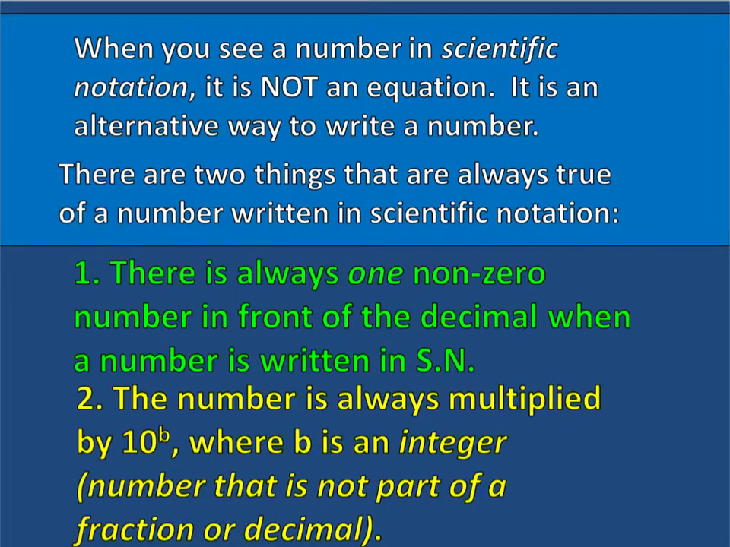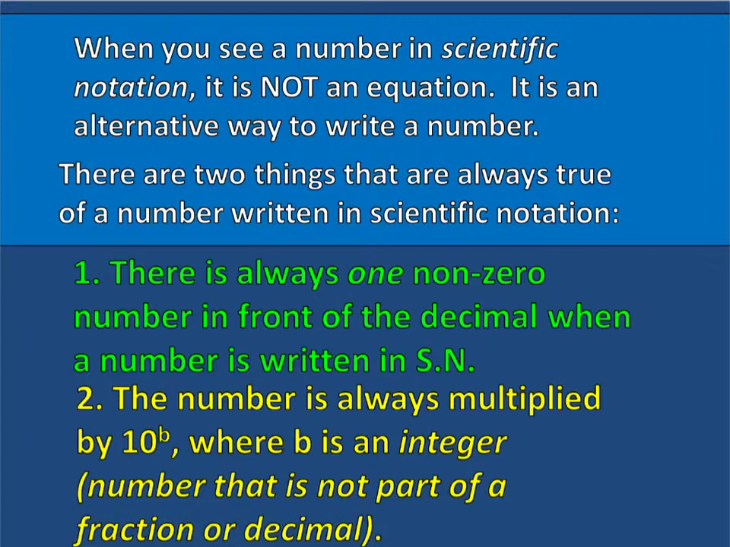When you see a number in scientific notation, don't think it's like a math equation or something. It is just a different way that we use to write, again, really large numbers or really small numbers. So there are always going to be two things that are true for a number written in scientific notation. This should be the next section in your notes. There is always one, just one, non-zero number in front of the decimal. So that number could be 1 through 9, but it's not going to be a 0. That's the first thing that's always true for a number in scientific notation.